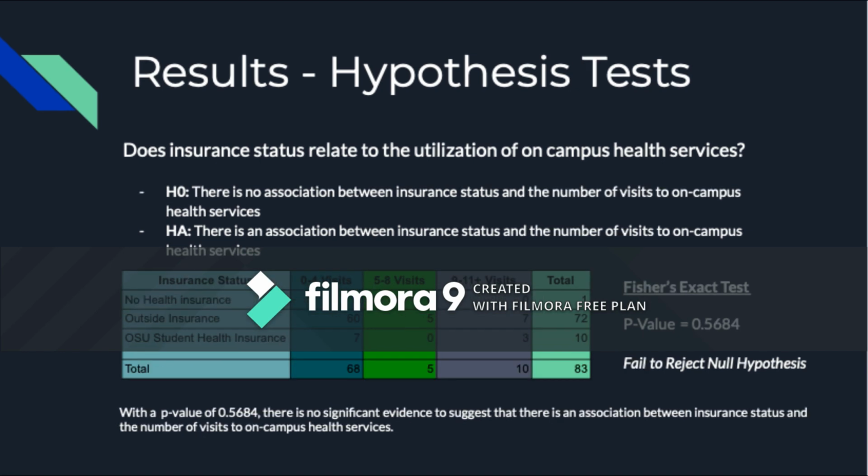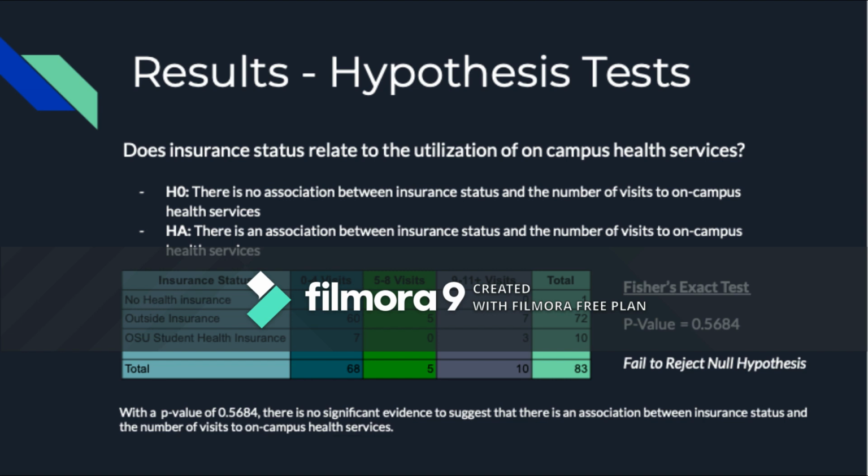Our second hypothesis test also sought to answer the question of whether insurance status related to the utilization of on-campus health services. However, this test explored the relationship between the number of visits and insurance status rather than the level to which the respondents said insurance affected their decision. Our null hypothesis is that there is no association between insurance status and the number of visits to on-campus health services, while our alternate hypothesis states that there is an association between the two. We used the same categories of insurance as the last test.